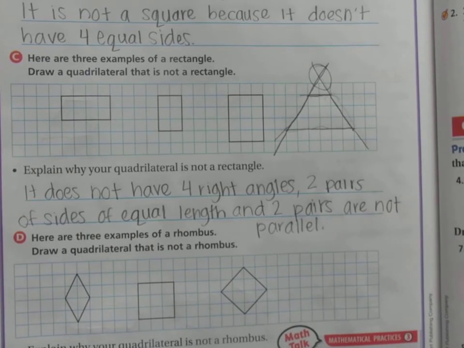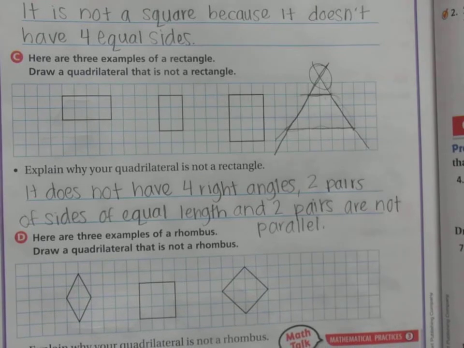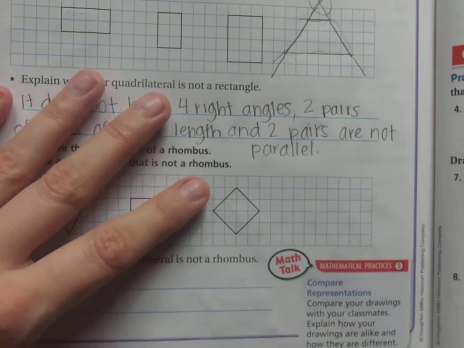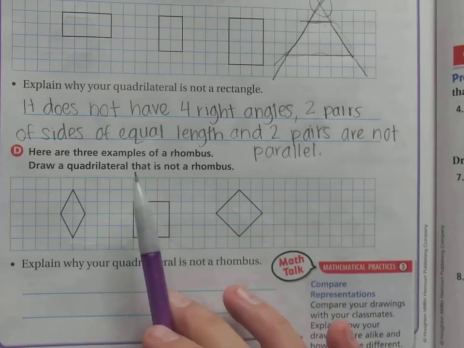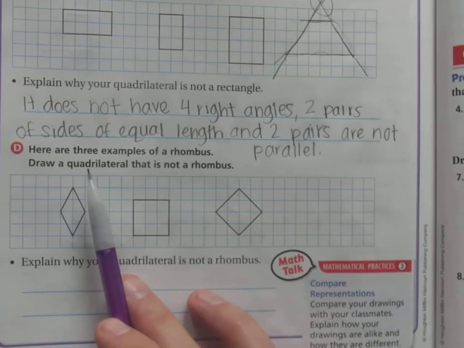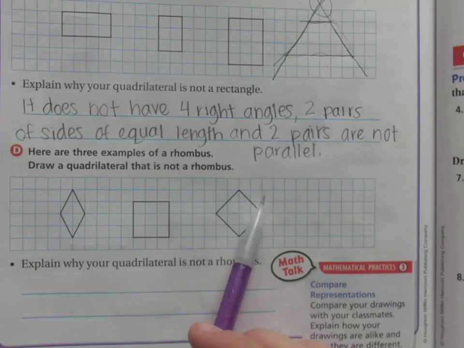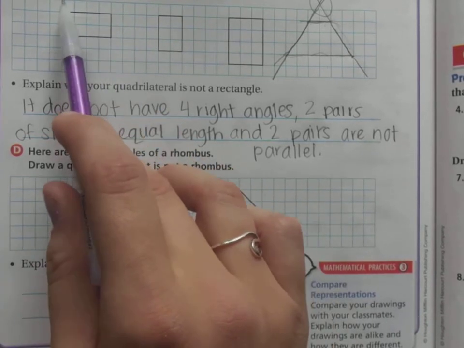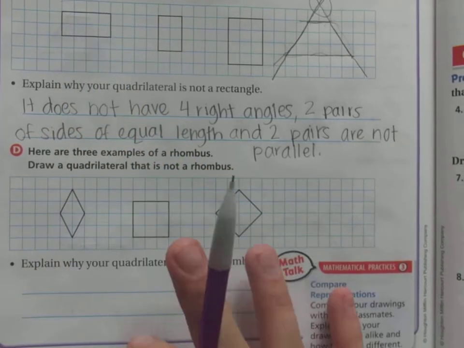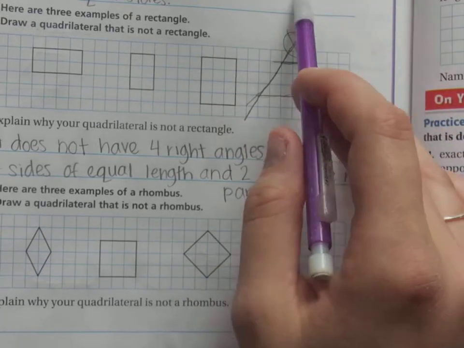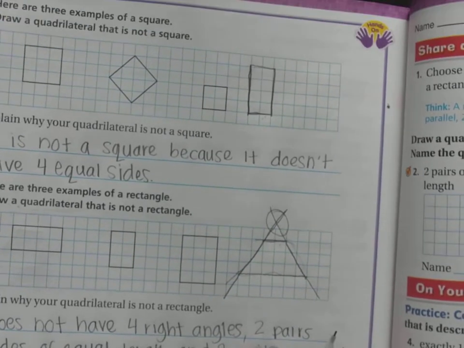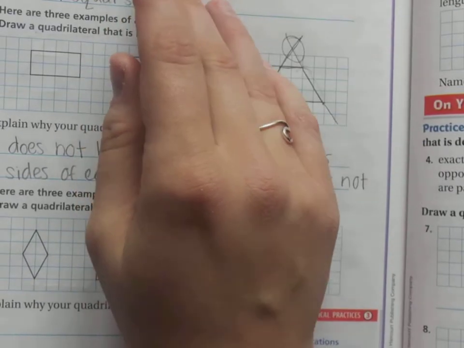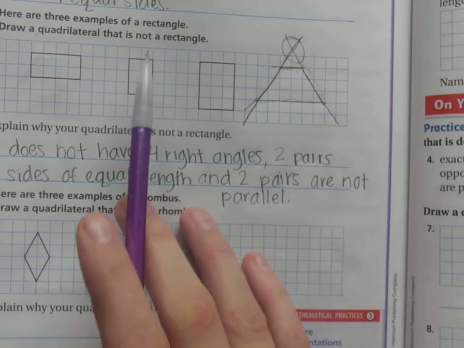Last one. All right, so here are 3 examples of a rhombus. Draw a quadrilateral that is not a rhombus. One thing we need to remember here is it's telling us to draw a quadrilateral, and a quadrilateral has 4 sides. So these shapes I've drawn have 4 sides. They're just not the shape it's asking, the specific quadrilateral it's asking us to draw.